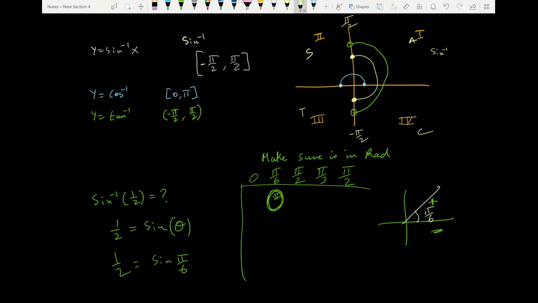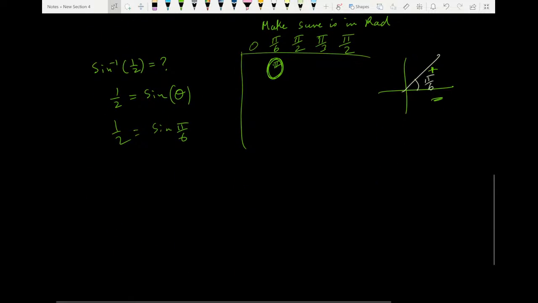But what if it didn't live in the nice quadrant? How do you get all these different answers? So we're kind of working backward. Before, I give you an angle, give me the exact answer. Now you have the exact answer, you have to figure out the angle.